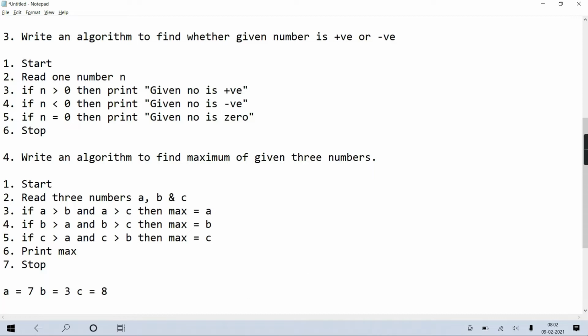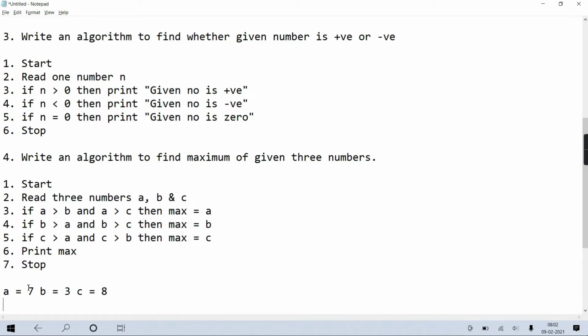Okay? So suppose A given is 7, B given is 3 and C given is 8. First it will check whether 7 is greater than 3 and 7 is greater than 8. So no, 7 is not greater than 8. 7 is greater than 3 but not greater than 8. And you have written 'and', which means both should be true. So this comes out to be false. So it will check the next one.